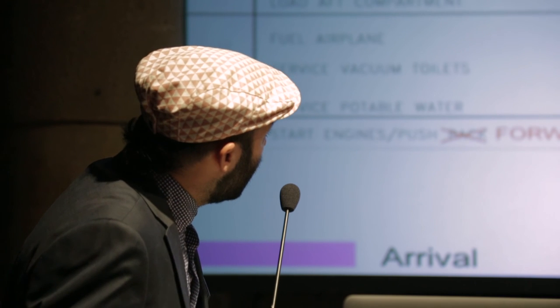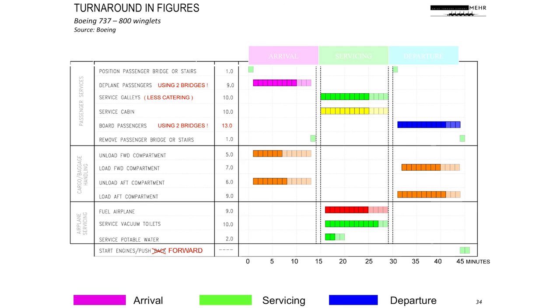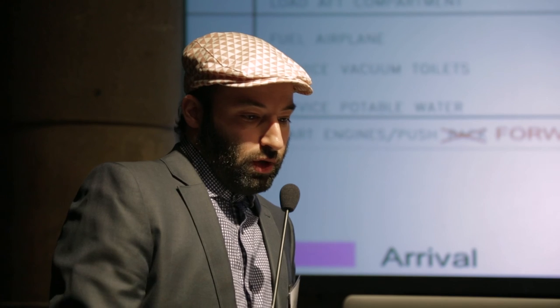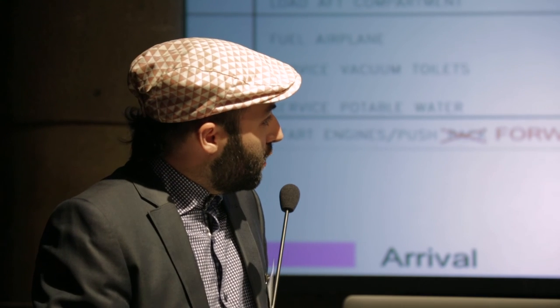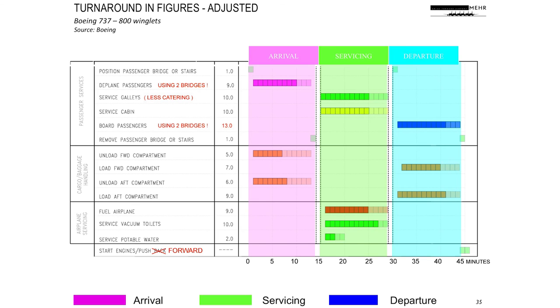Anyways, on the left side, you see on the top, deplaning takes 9 minutes, unloading luggage. On the center, you see the servicing, the fueling, and on the right side, you see in blue the departing figures. Actually, you can recognize that there is already a separation of these services. So I separated also spatially. I create a terminal building which is divided into an arrival terminal and a departing terminal.